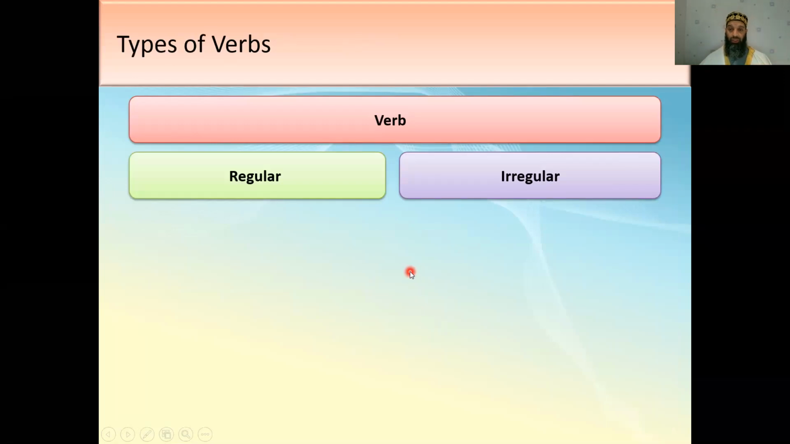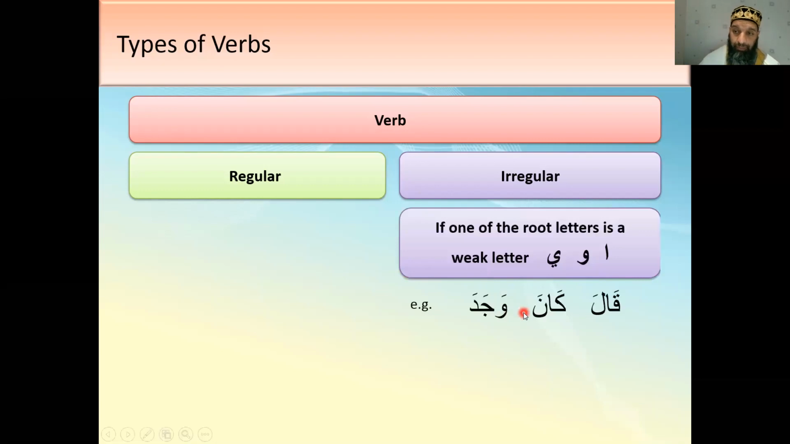So lesson six was talking about verbs being regular and irregular. The previous verses were all regular verbs. So I now wanted to show you what the definition of an irregular verb is. An irregular verb, or you might call it a weak verb, is a verb in which the root letters contain either an alif or a waw or a ya. So those are weak verbs.